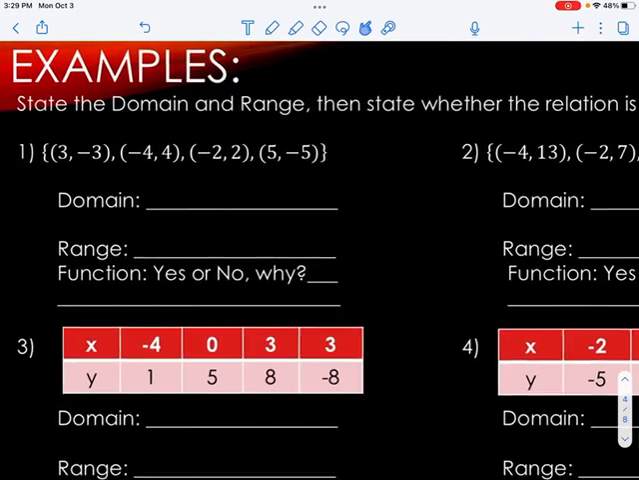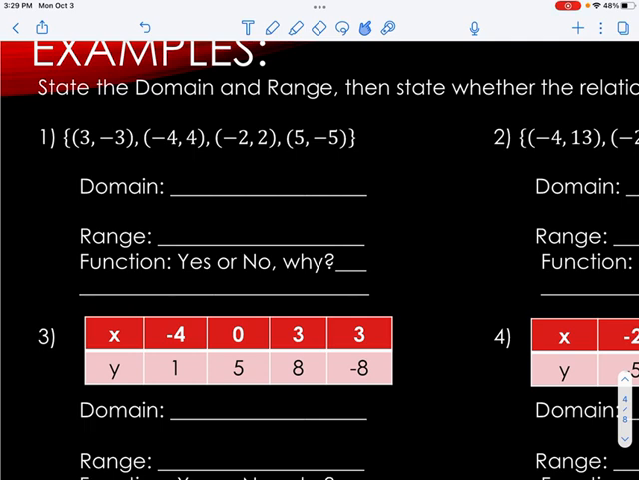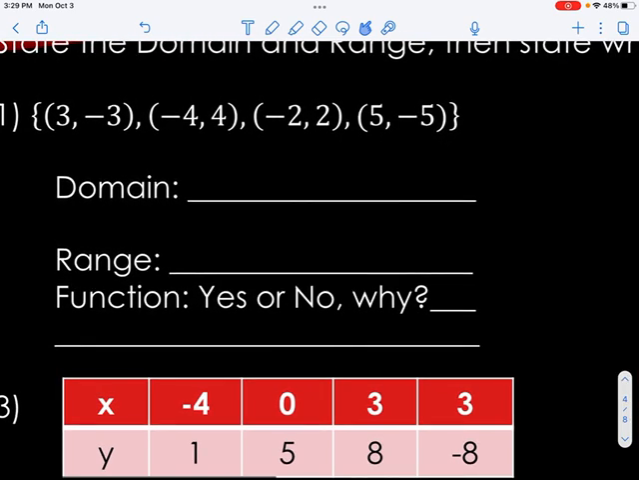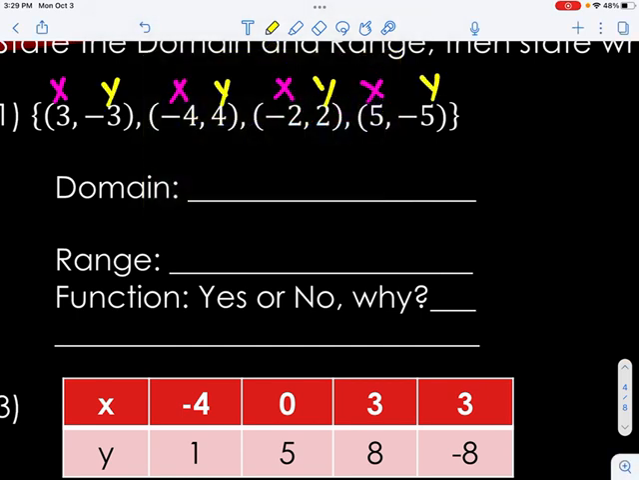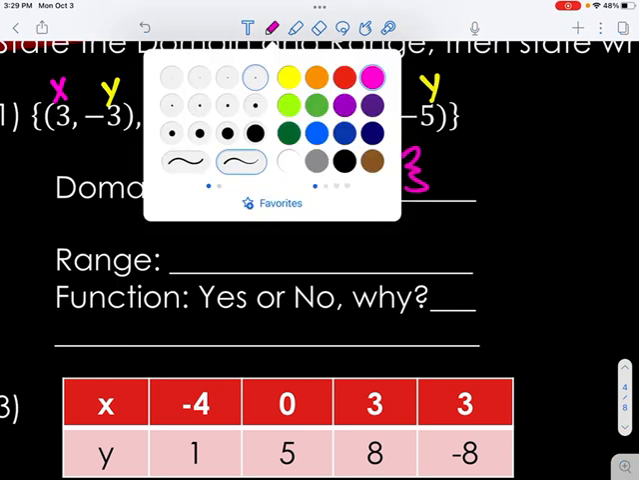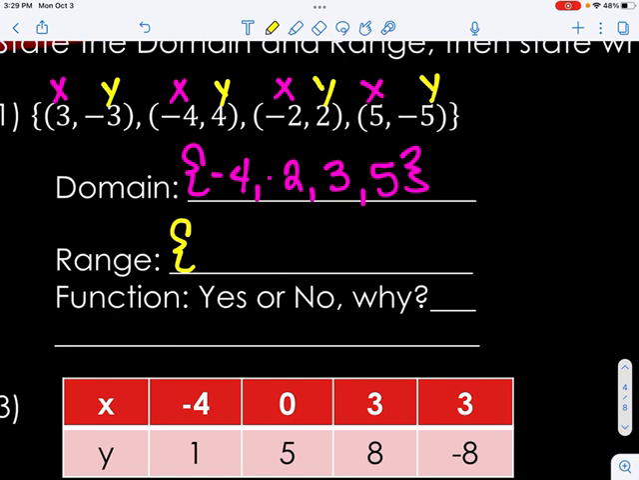Okay? Now, so here we go. Let's try a few. We're going to state the domain, the range, and then say why it is a function or not. Okay, so remember, domain is our X values, and range are our Y values. So when we look, we start in and we say, okay, what is the domain? So I'm going to write them in order from least to greatest, so -4, -2, 3, and 5. So there's our domain. So now let's write the range. So we pick off the Y values. So we have -5, -3, 2, and 4.